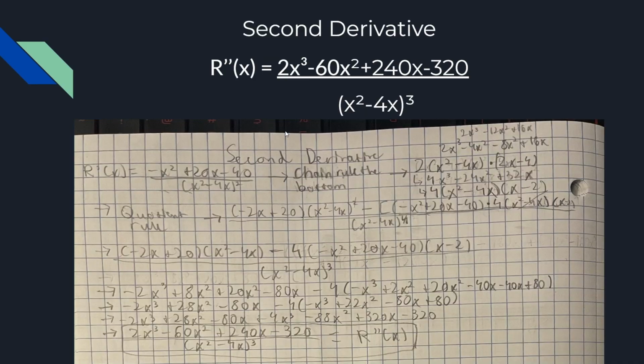And then here's my second derivative. It is (2x cubed minus 60x squared plus 240x minus 320) over (x squared minus 4x) to the power of 3, and I got that by using chain rule at the bottom and then using quotient rule for the rest of it.